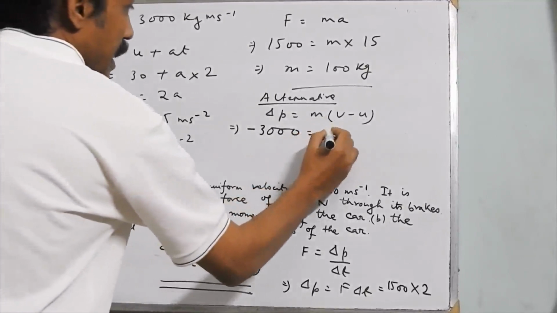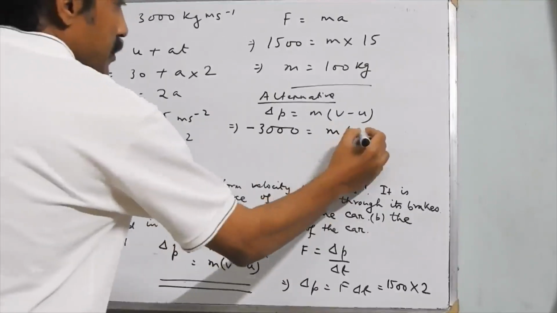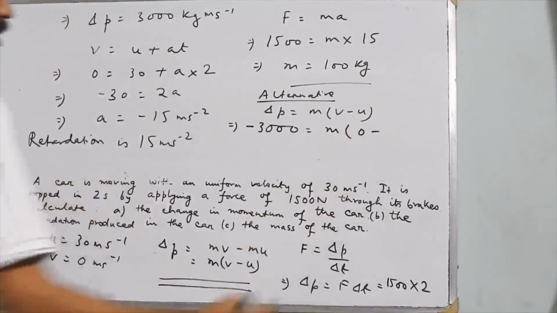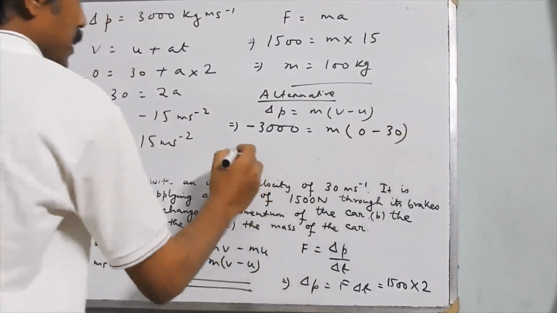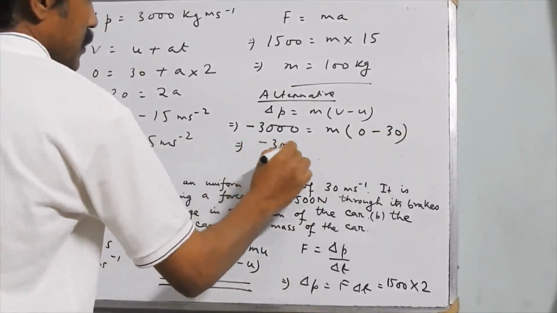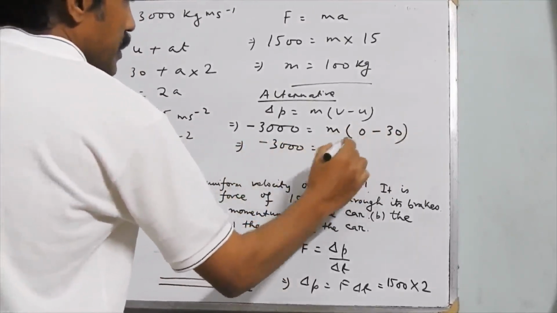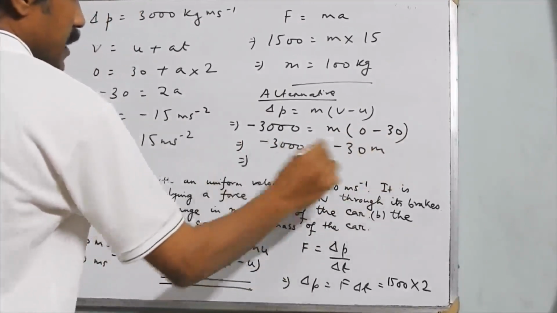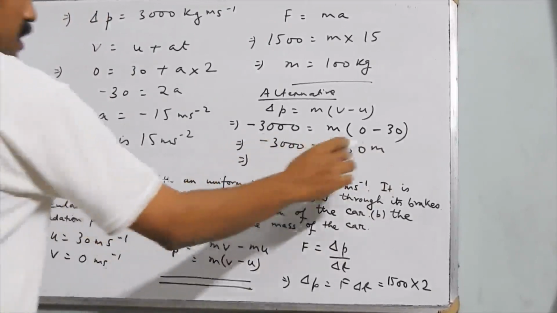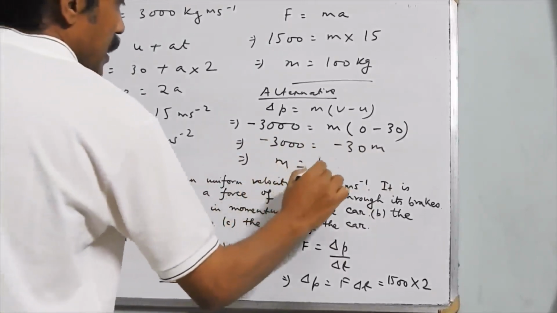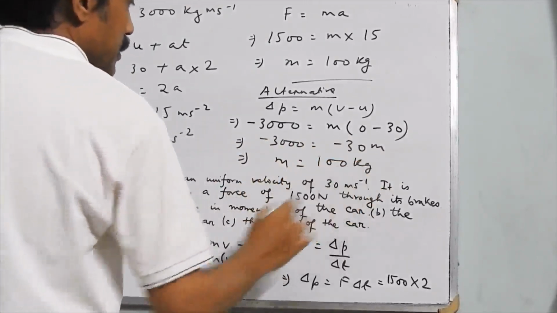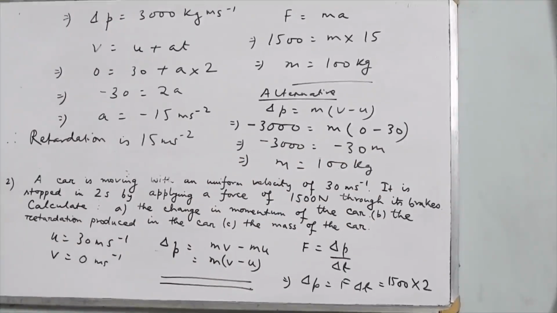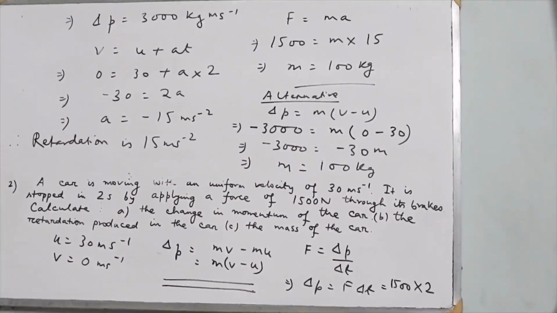So from here, what is the final velocity? 0, and the initial velocity was already 30. So from here you get minus 3000 is equal to m times, obviously, 0 minus 30, which is minus 30. So your negative signs cancel out. 3000 by 30 is obviously 100. So this is an alternative way through which you could have calculated the mass of the car.